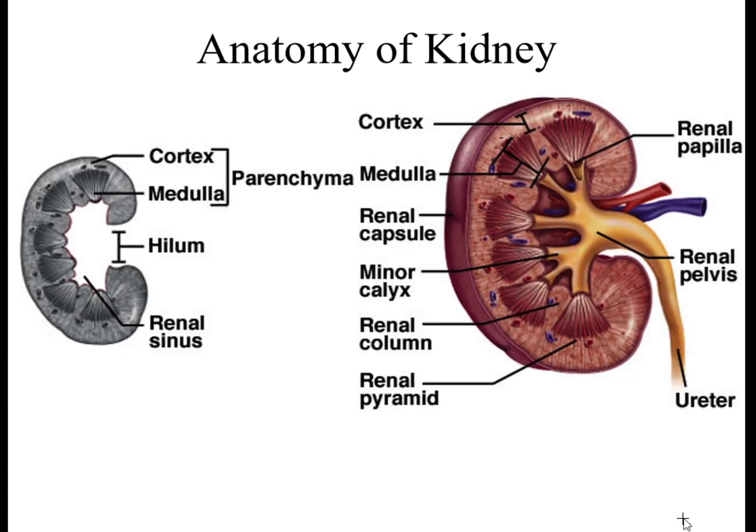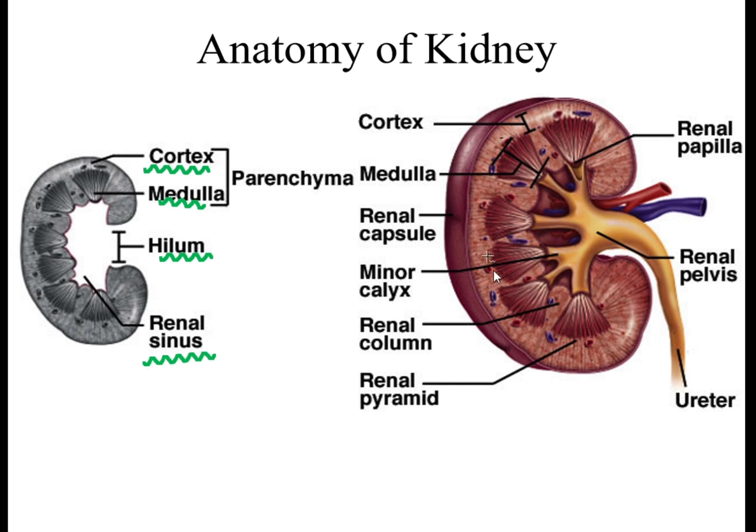Next, as you can see here, the outer part is the cortex and the inner part is the medulla. Here parenchymal tissue is present. And here the renal pelvis, renal vein, and ureter are placed in one place. That is called the hilum, and this is the renal sinus.